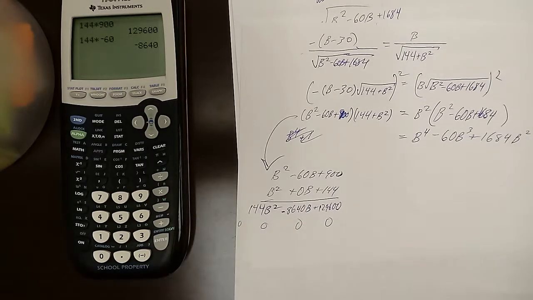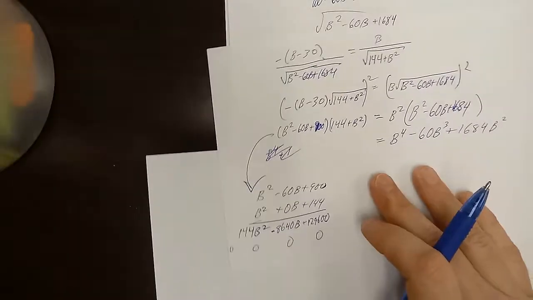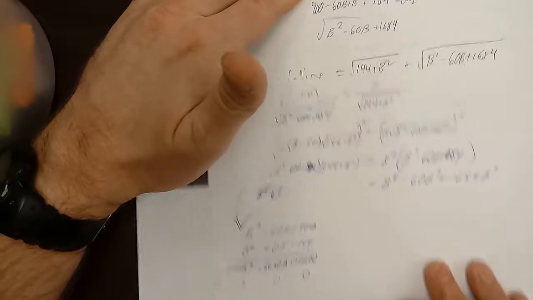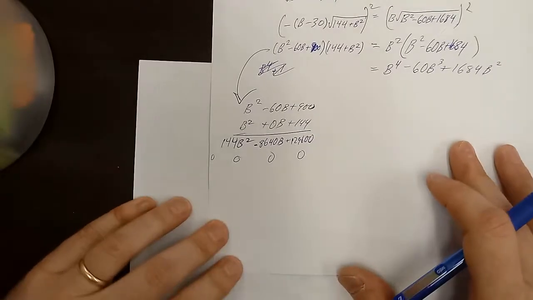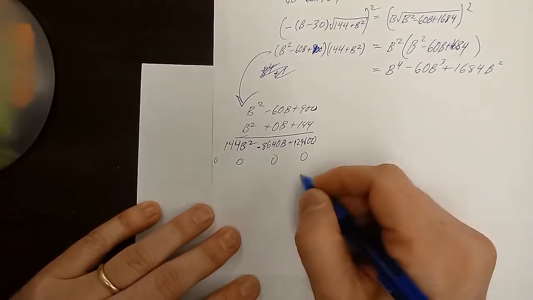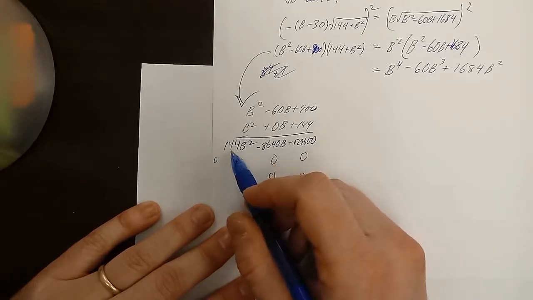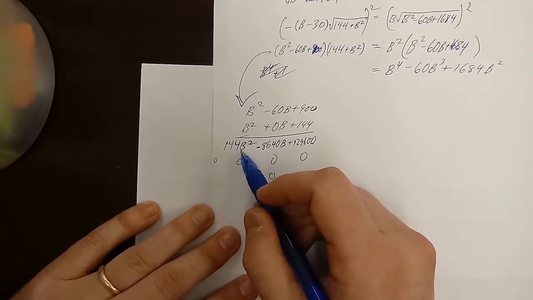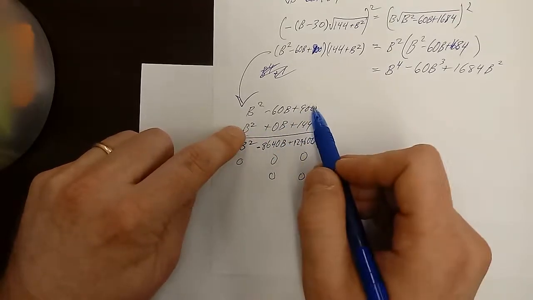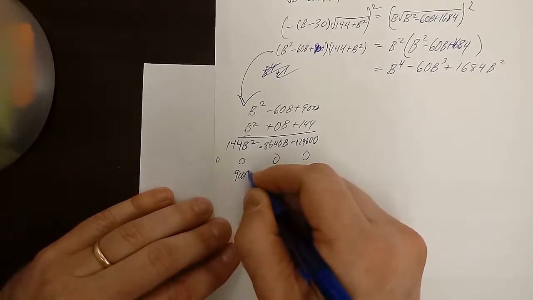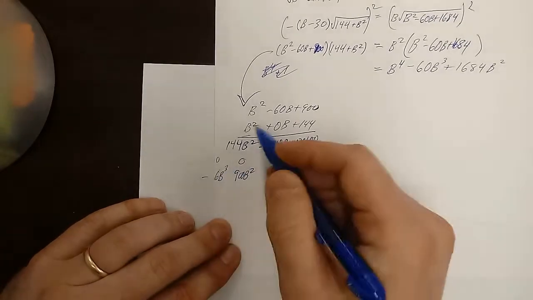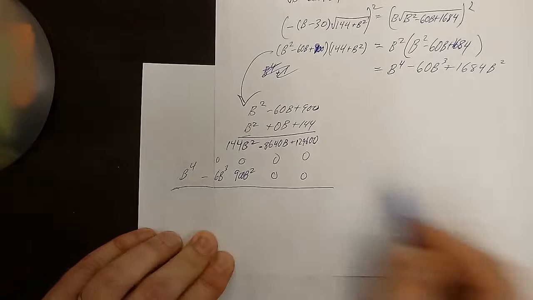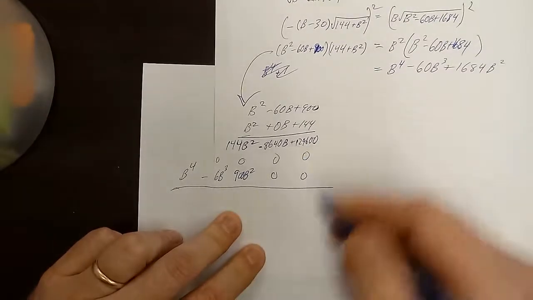And continuing on with this idea, it's our third space, right? So we'll put a 0 here and a 0 here, and then we're going to do the same thing. So b squared times 900 is 900b squared. B squared times negative 60b is negative 60b cubed. B squared times b squared is b to the fourth. And so now we can just vertically add.